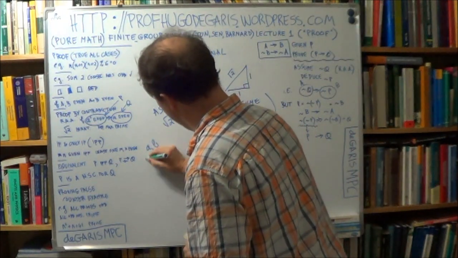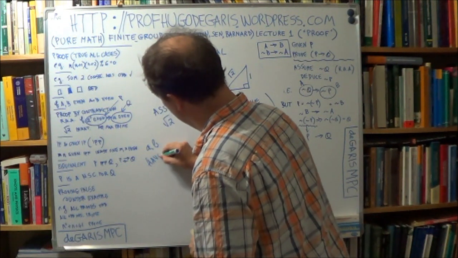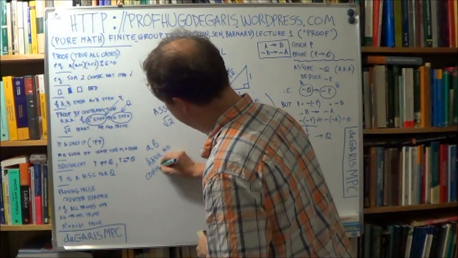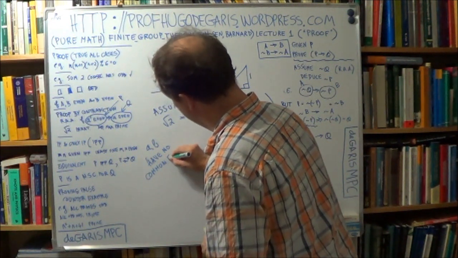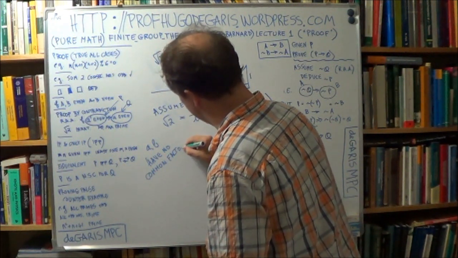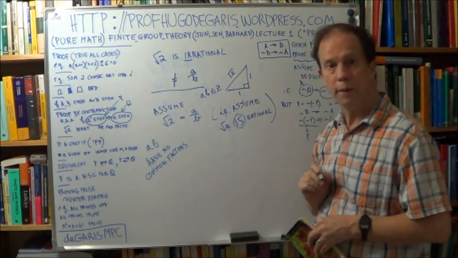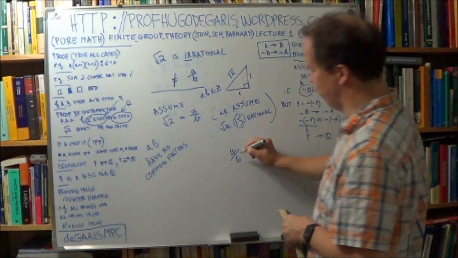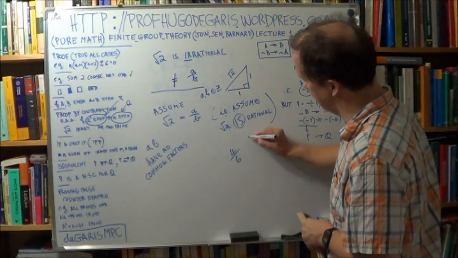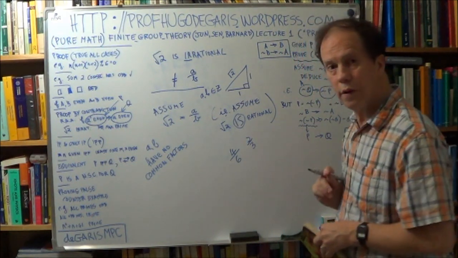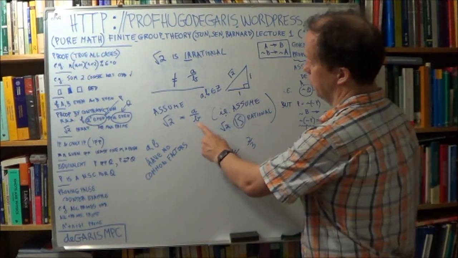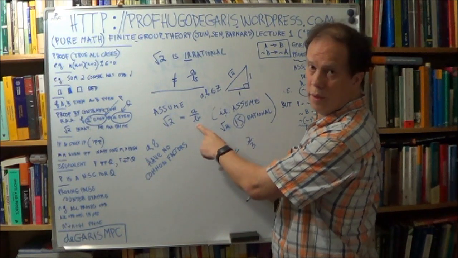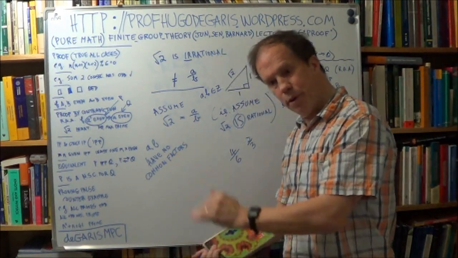A and B have no common factors, right? So we don't want things like this. We don't want 4 over 6, because you can simplify that down to 2 over 3. So we're assuming that our rational number here has been simplified as far as possible.